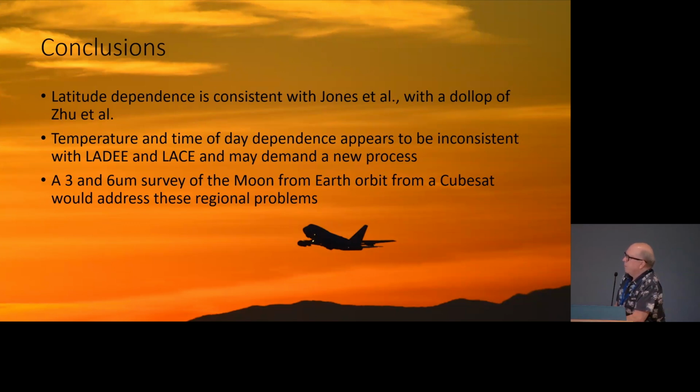And just throwing it out there, we could repeat this 3 and 6 micron survey of the moon from a CubeSat in Earth orbit. There are a lot of issues with the incomplete sampling of SOFIA that we could solve from a space mission.